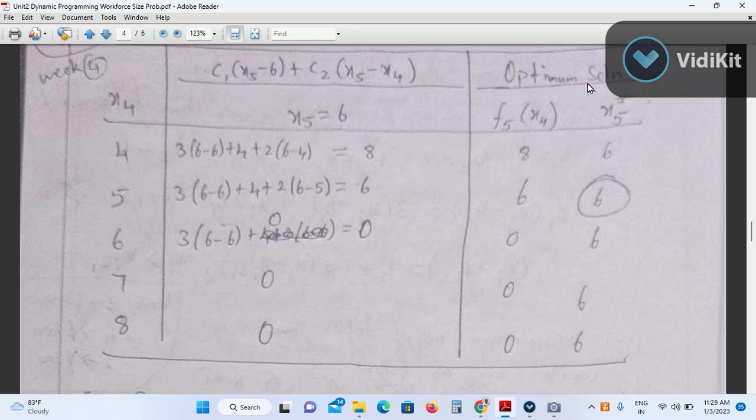So what is the optimal solution? Here, if there are two choices, then I can choose the optimum. But here there is only one choice. Therefore, I put F4(x4) as nothing but the same things: 8, 6, 0, 0, 0.